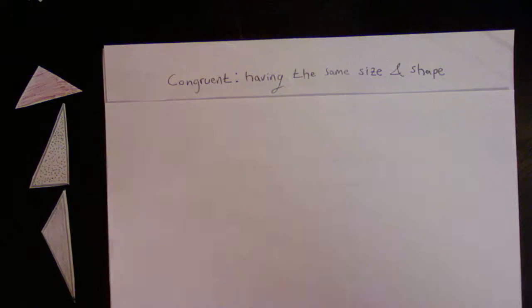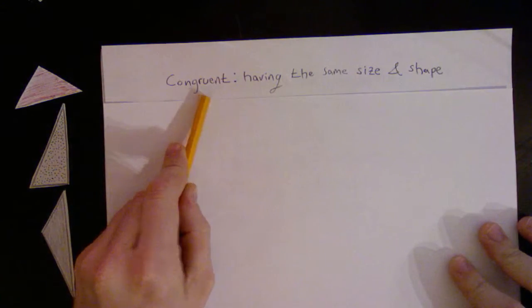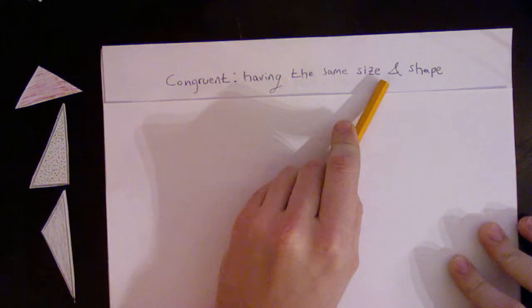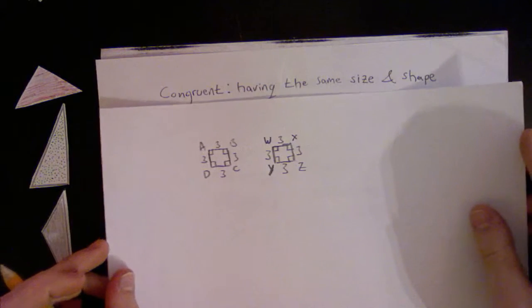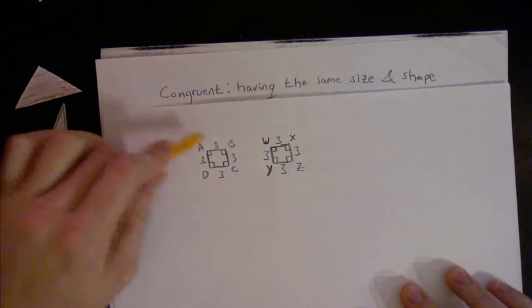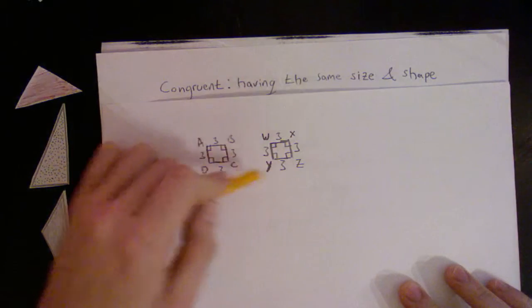In today's lesson, we're going to be talking about congruency. To be congruent means that you have the exact same size and shape as another shape. An example of that is these two shapes right here. I have square ABCD and square WXYZ.